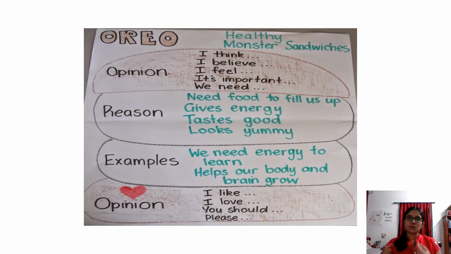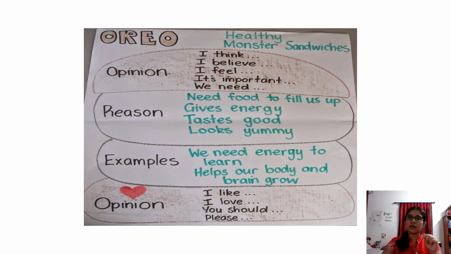So that is where the Oreo concept is used. You would have tasted Oreo biscuits, and I'm explaining this to the new students, especially because you are new. Last year the grade 2 students had learned how to write persuasive writing using the Oreo concept. So here O stands for opinion. So here in the box you can see, I mean, they have used words like how to start your opinion: I think, I believe, I feel, it's important, we need. So when you use these kinds of words, people will start trusting you.